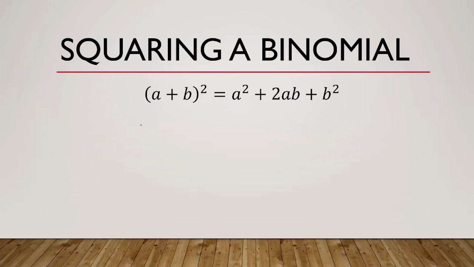How do we get this? First, square the first term, square the last term, then get the product of the first and last term. So we have a times b and multiply it by 2.